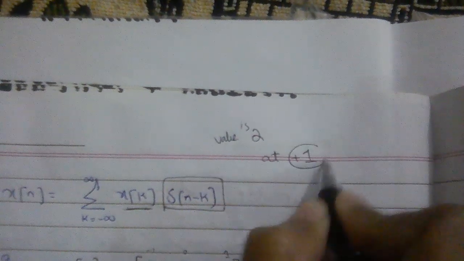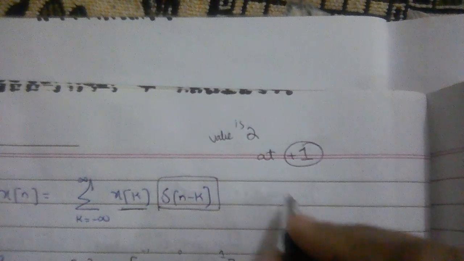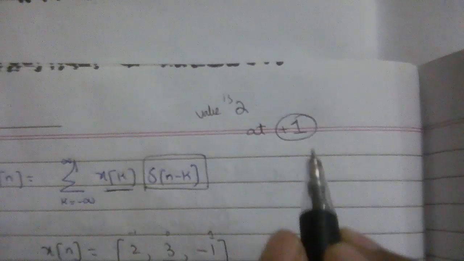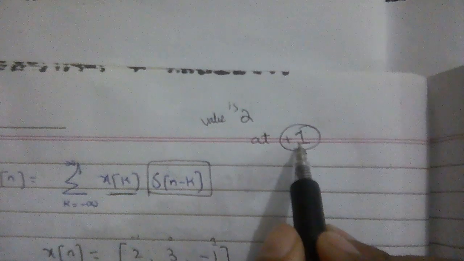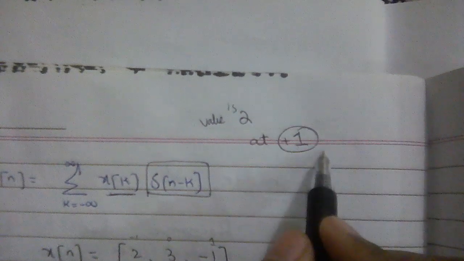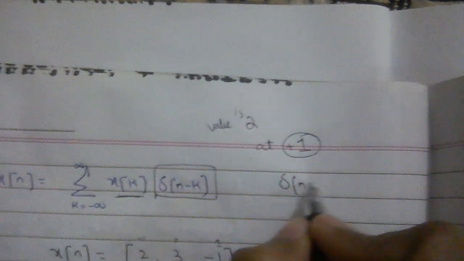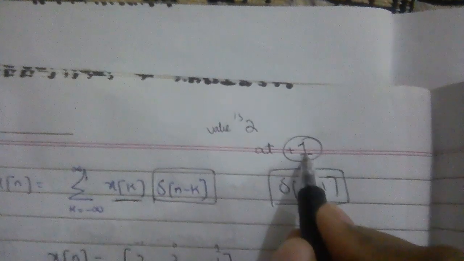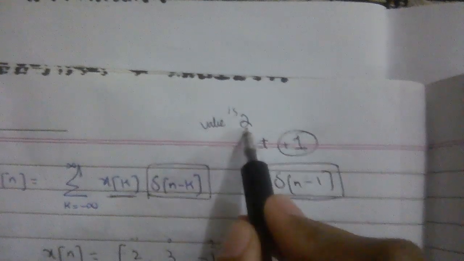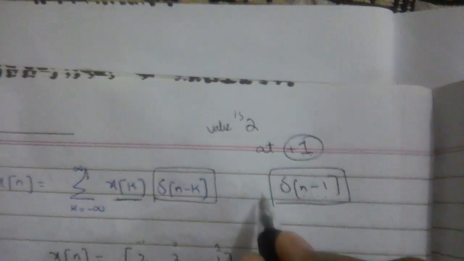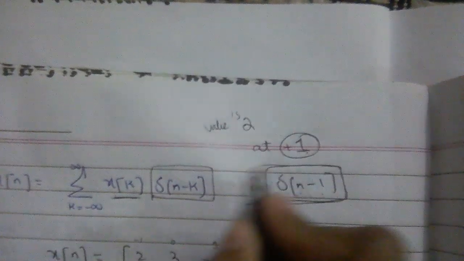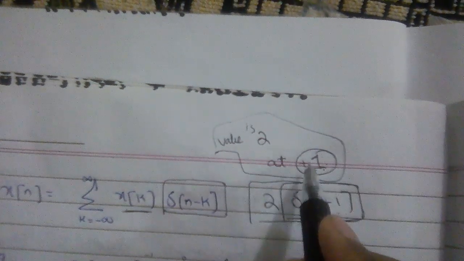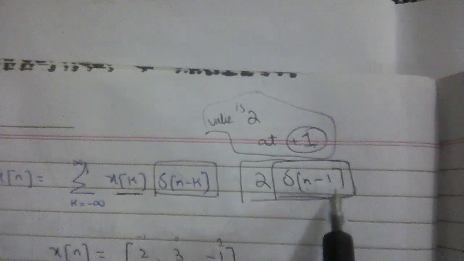So this plus 1, as we know that the sigma or impulse signal is only 1 at 0. So if I shift that 0 to 1 by sigma of n minus 1, now I have obtained this point, that is the signal value at 1. Now if I multiply this sigma n minus 1 with 2, I will get this condition, that is value is 2 at plus 1, and I have represented it through an impulse signal.